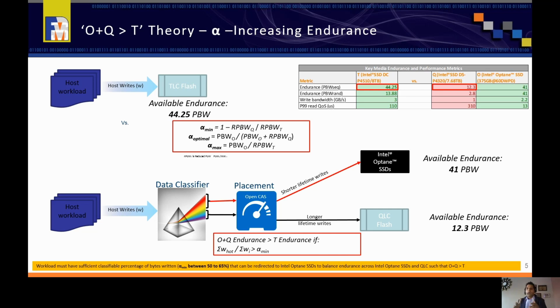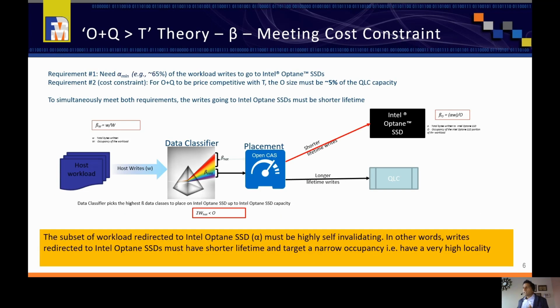So obviously, first workload condition is this alpha min, where workload must have a classifiable percentage around 50 to 65%. Let's now drill down in beta. Requirement number one, we already talked about alpha min requirement. We must have a classifiable percentage of 65%. Now, let's talk about the second requirement, which we call cost constraint.